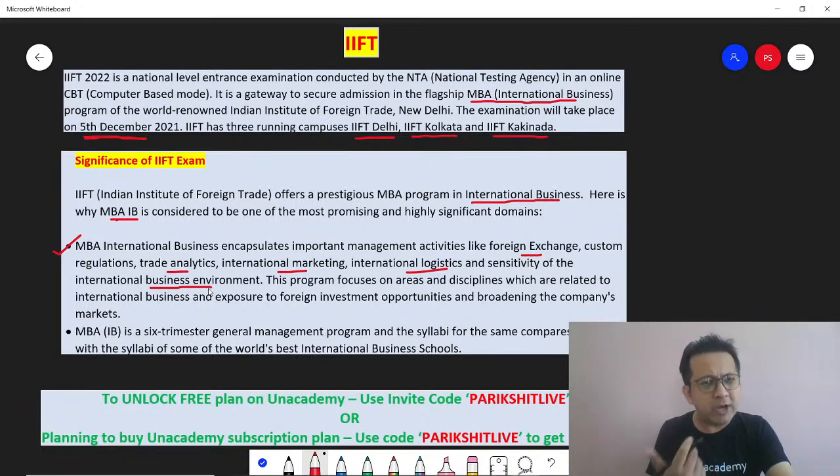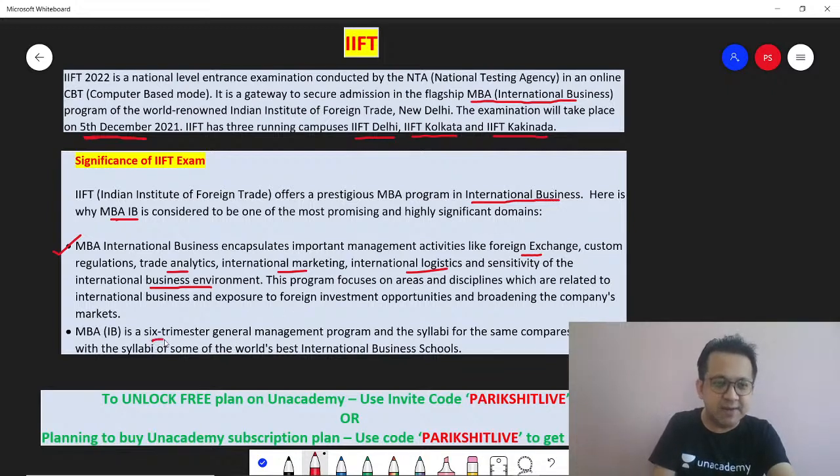Okay. Now, more importantly, you can think of it like international business and exposure to foreign investment is what IIFT is going to teach you. If you are the one who aspires to a career probably abroad, probably in Europe, in the US, or even in renowned world bodies like the United Nations, right? MBA in international business is what you got to consider. A lot of placements in IIFT are for international postings. And if you are the one who aspires to settle abroad, MBA in international business definitely got to be one of your choices. It is a 6 tri-semester program.